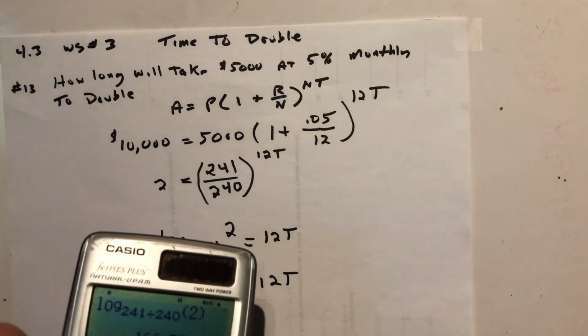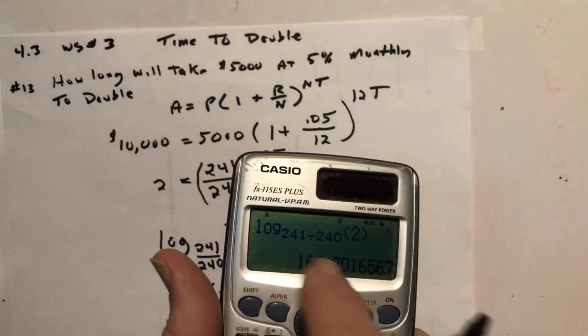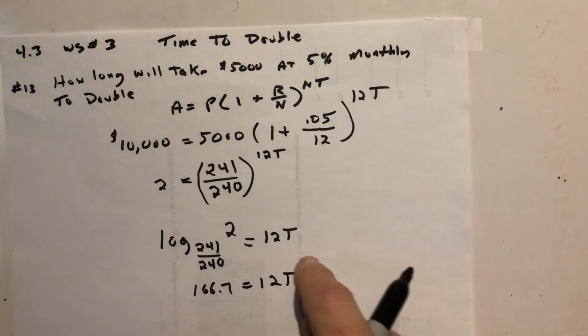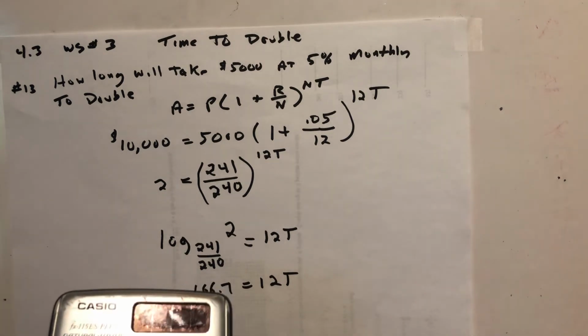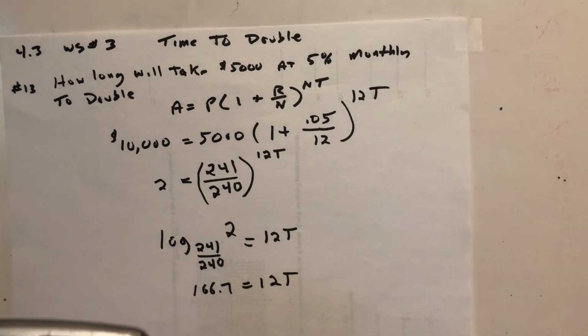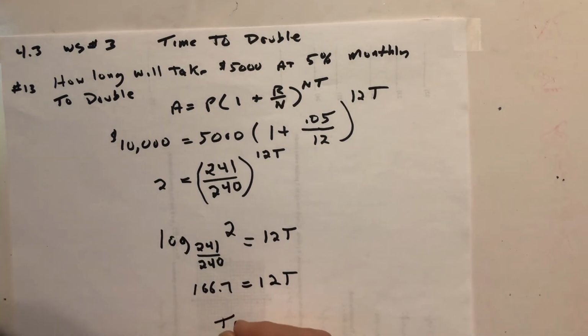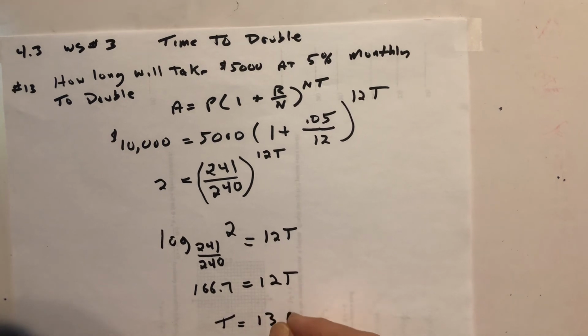I'm not going to write the whole decimal because I left it on the calculator. Now I'm just going to divide by 12. It's going to take 13.9 years, or about 14 years for that money to double in the bank.